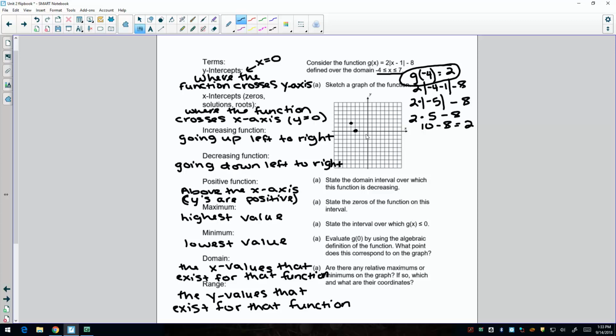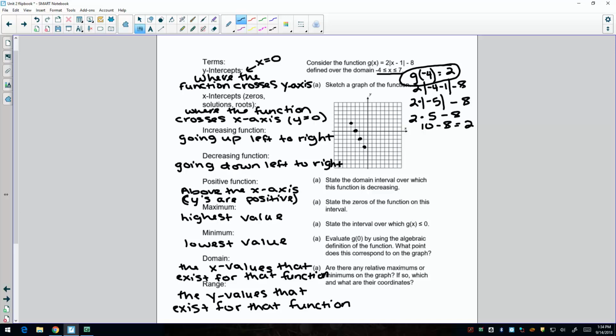Now we're going to plug in -2. -2 minus 1 is -3. The absolute value of -3 is 3. 3 times 2 is 6. Minus 8 is -2. So the point is (-2, -2). Now we're going to do -1. -1 minus 1 is -2. Absolute value of -2 is 2. 2 times 2 is 4. Minus 8 is -4. So the point is (-1, -4).